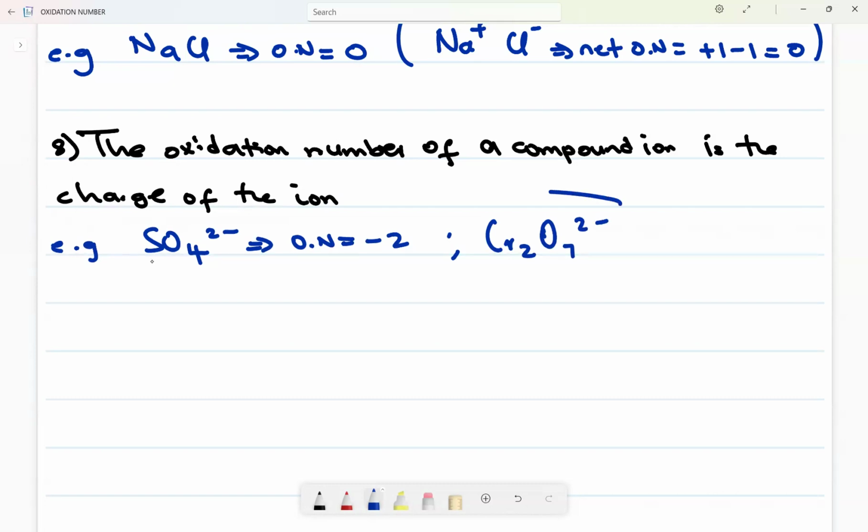Another example, this one is going to appear a lot of times when you do question papers. Try to do as many question papers as you can. This has an oxidation number of how much? Of -2 also.